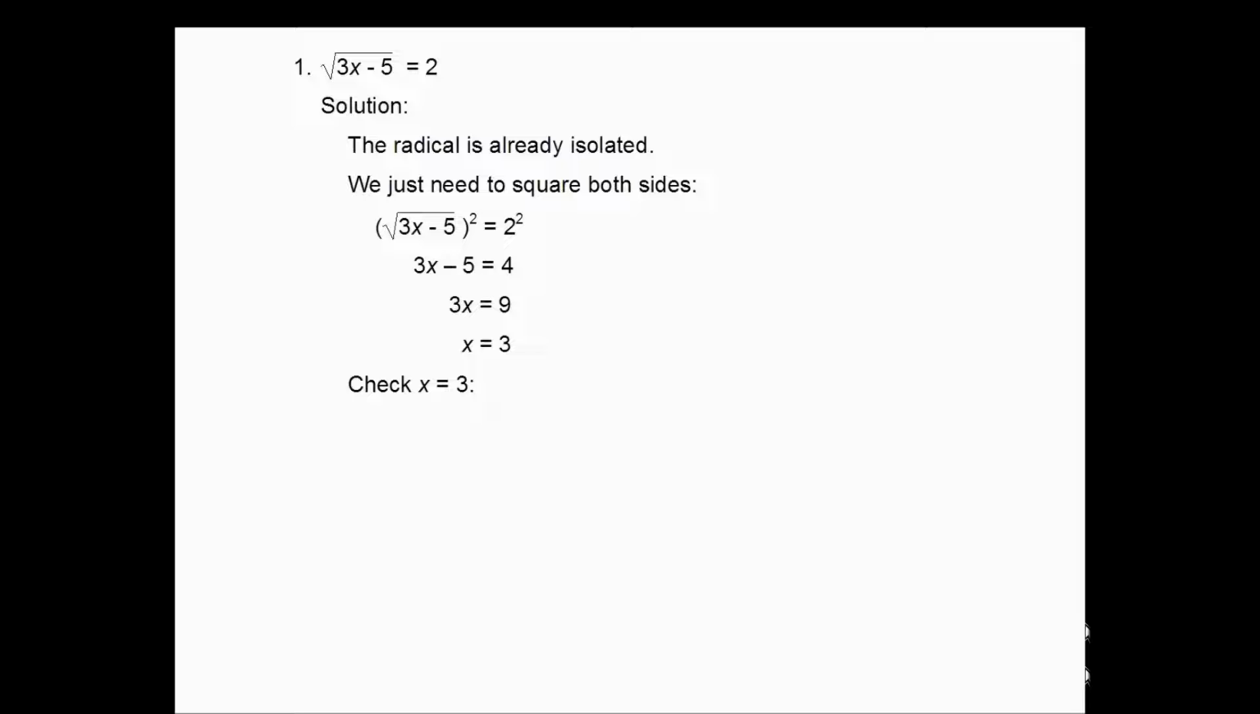Let's check it. To check x equals 3, I want to know: does the square root of 3 times 3 minus 5 equal 2? 3 times 3 is 9. Square root of 9 minus 5, does that equal 2? 9 minus 5 is 4. Does the square root of 4 equal 2? Yes, 2 equals 2. So x equals 3 is our solution.